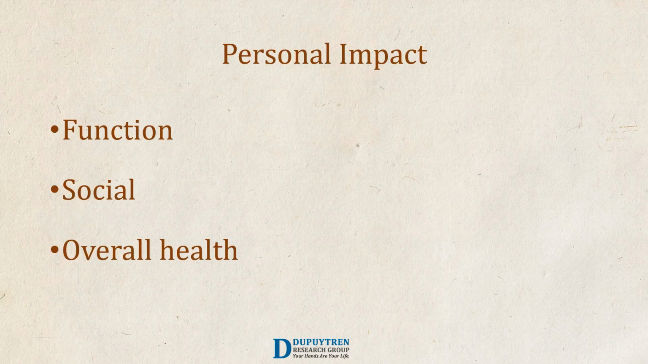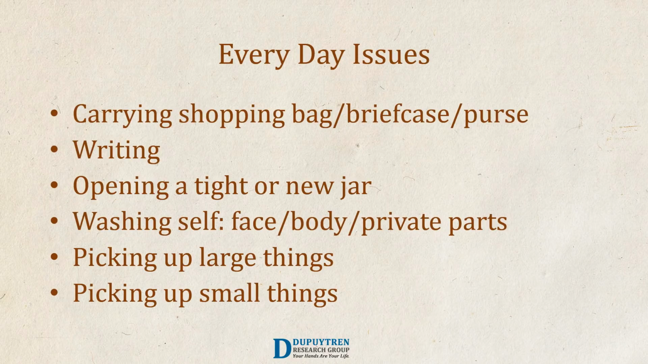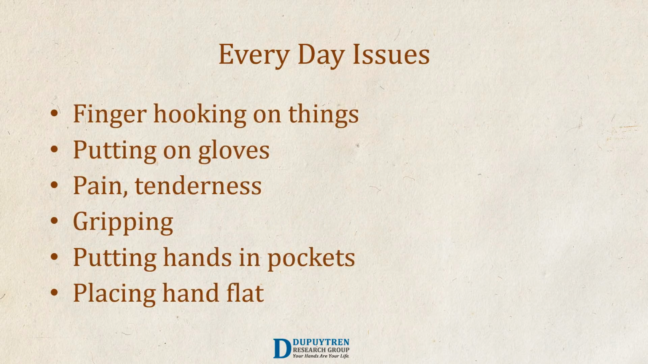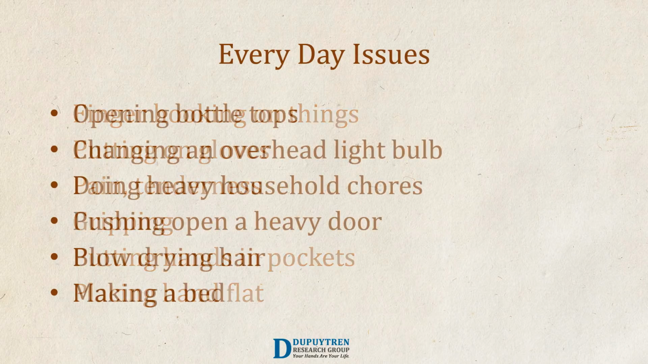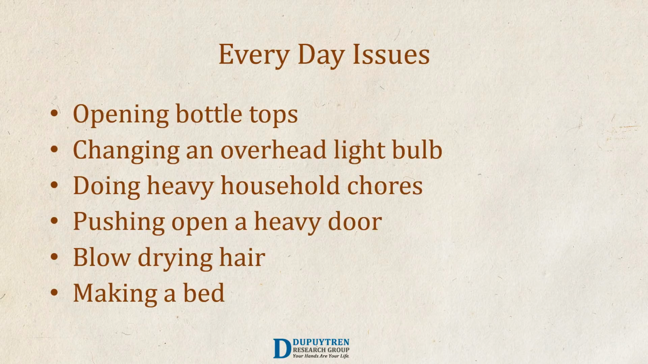Dupuytren has significant personal impact on the function of the hands, on social issues, and on the person's overall health. People with Dupuytren disease describe a variety of things in which it interferes with their life. These are just some of the things that have been reported on surveys of Dupuytren disease, and not all of these have to do with bent fingers. There are poorly defined issues that people have with Dupuytren disease that involve pain and stiffness, fatigue of the hand that are difficult to describe.